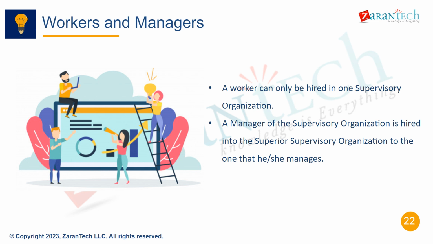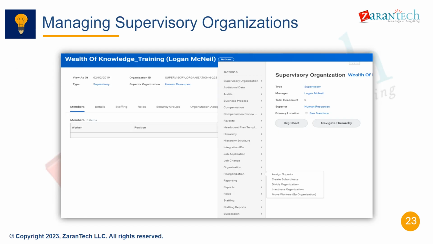Key things about workers and managers: a worker can only be hired into one supervisory organization. A manager is hired into the supervisory org superior to the one they manage. Here is a visual showing how managers roll up into supervisory organizations. The managers are hired into the org above the workers they supervise.